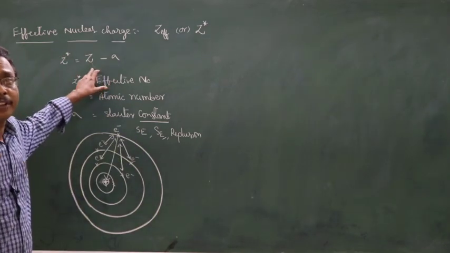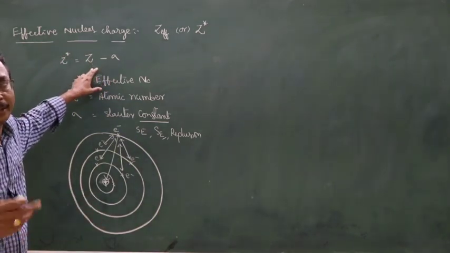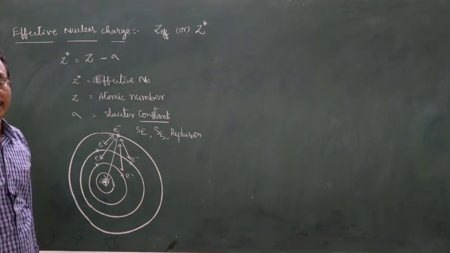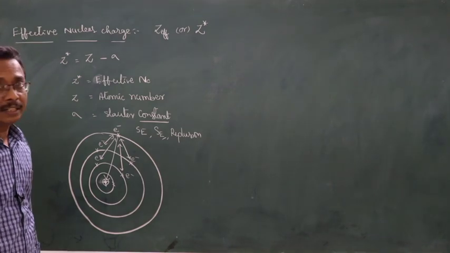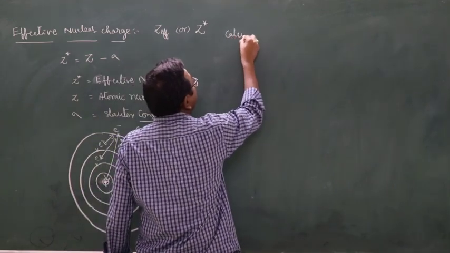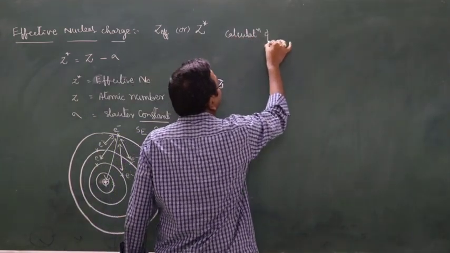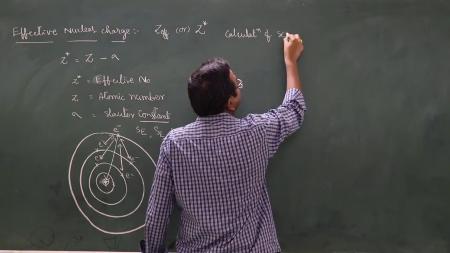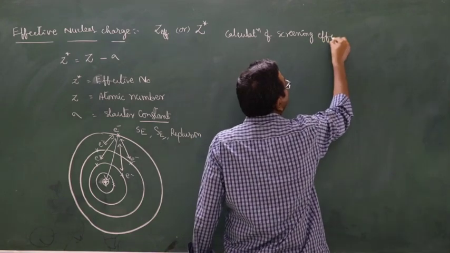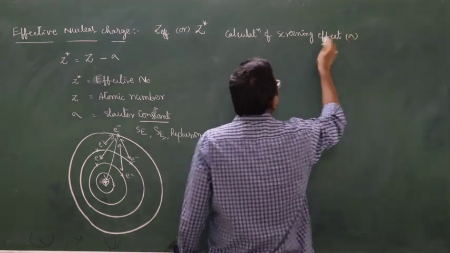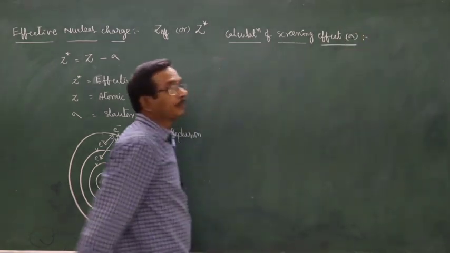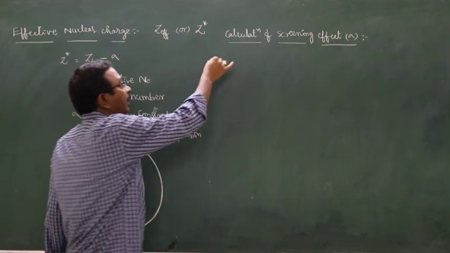Here, the atomic number of a given atom or element is already known. But how can you calculate the screening constant, or shielding effect, or screening effect, or repulsion forces? Here, that is the calculation of screening effect, or shielding effect, or repulsive forces. First point.